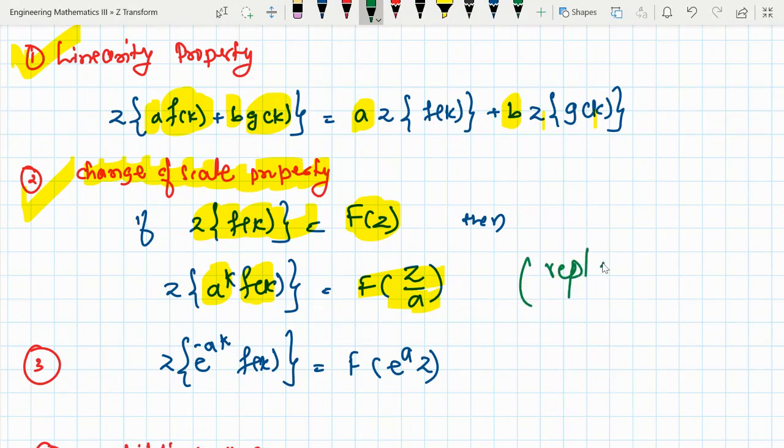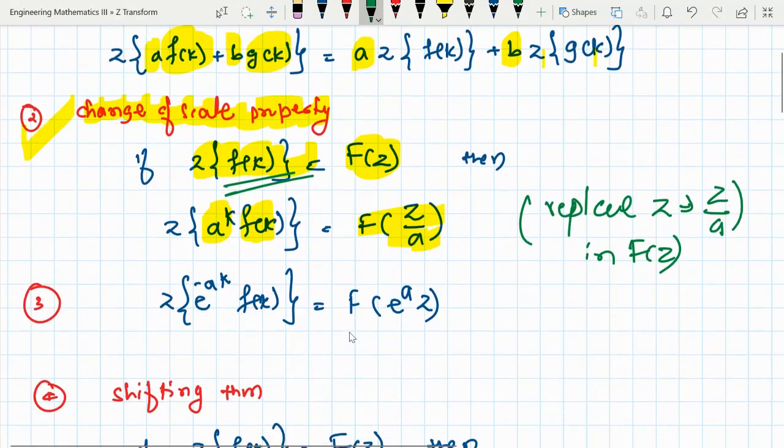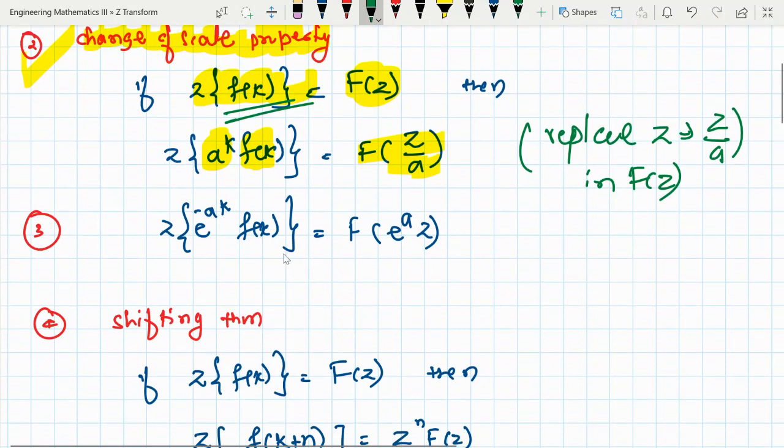Replace z by z upon a in f of z, where f of z is the Z transform of fk. This is the change of scale property. We will discuss some examples. First of all, let us just discuss all these properties. The third is just an application of this previous change of scale property, with e raised to minus a.